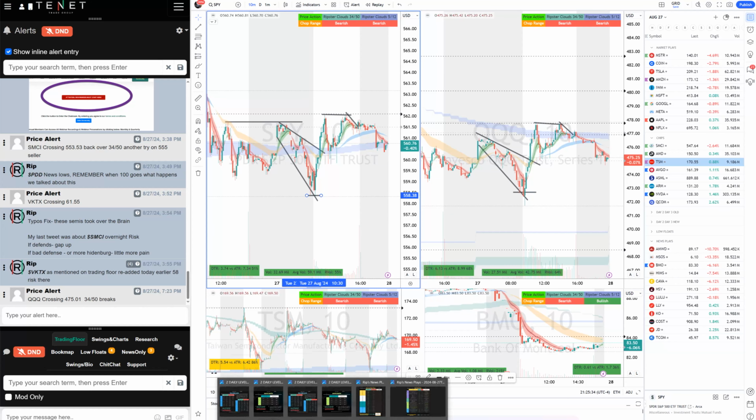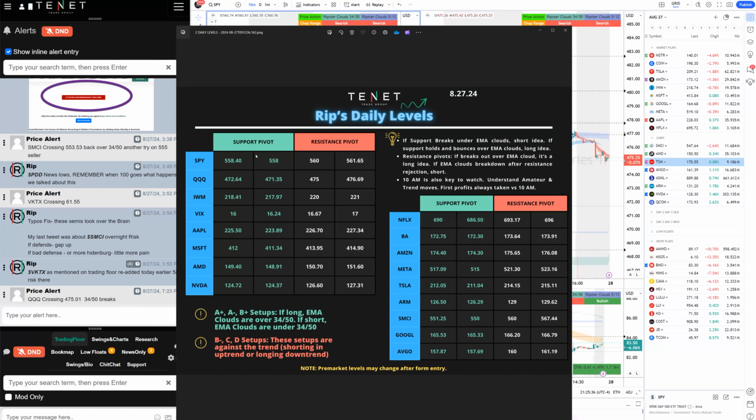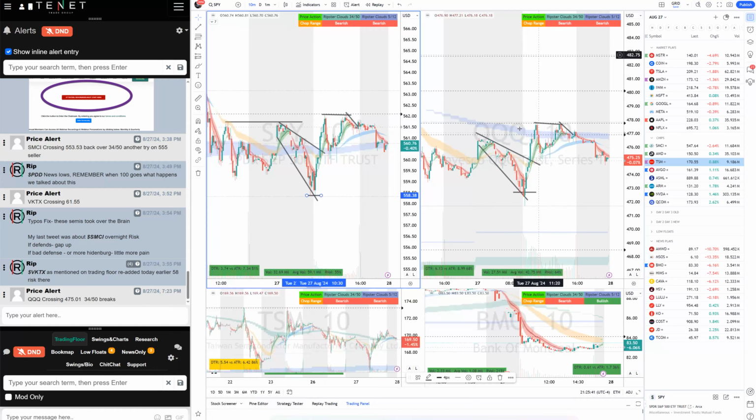That's our first indication on what we're going to do. The levels on SPY that I gave this morning were 558.40 and 472.64. Those were kind of our support zones right here. So the initial move is always an amateur move.